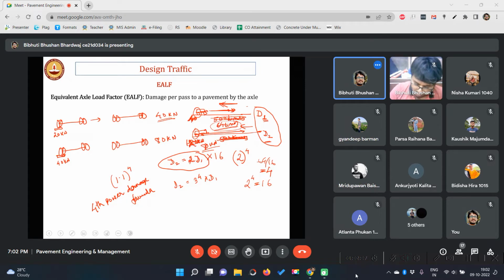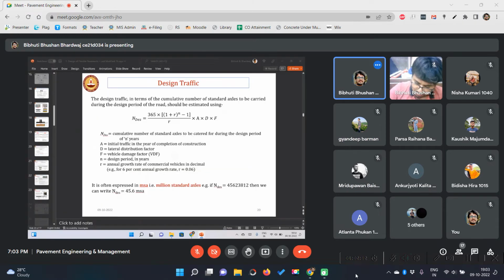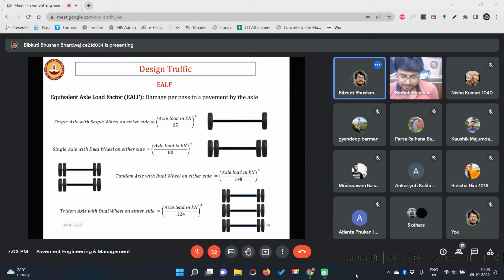Now we'll see, for single axle, single wheel on either side, that means a single axle with a single wheel on either side. Nowadays it's very rare, you will not get this type of axle on the rear side. Front axle we don't consider because only one third of the load comes there. So this type of configuration you will not get. Most of the trucks will have dual wheels.